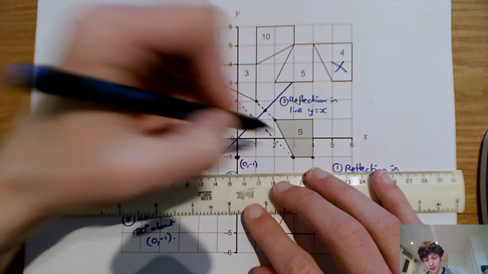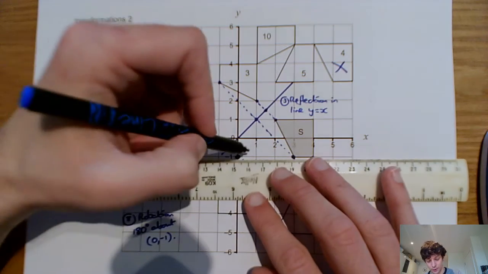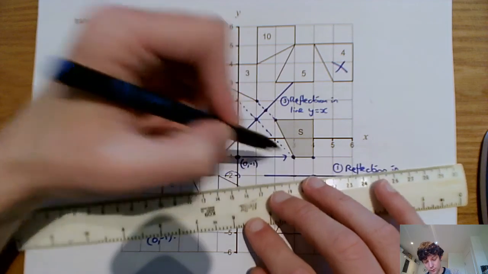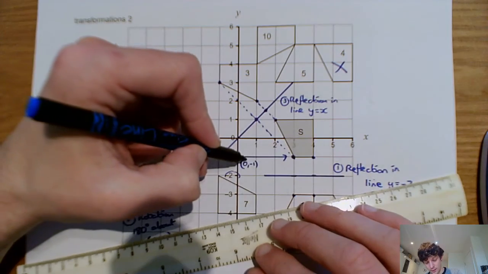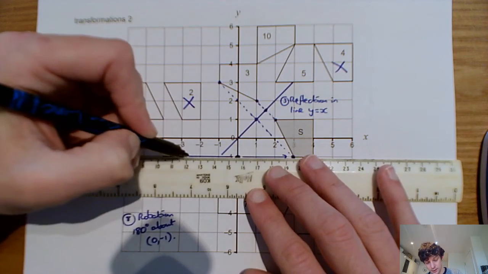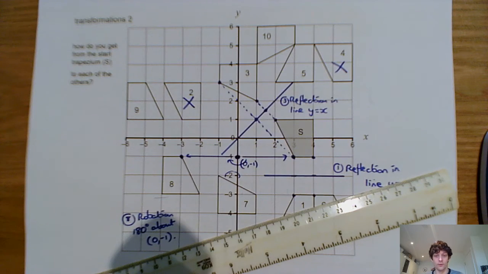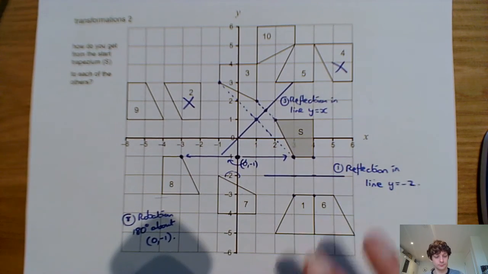Let's pick a point. Let's pick that point, which has that as its corresponding point. That is 3 squares to the right. If I turn that line around 180 degrees, it would instead go 3 squares to the left. It would go to that point, and I could do that for the other points on there as well.